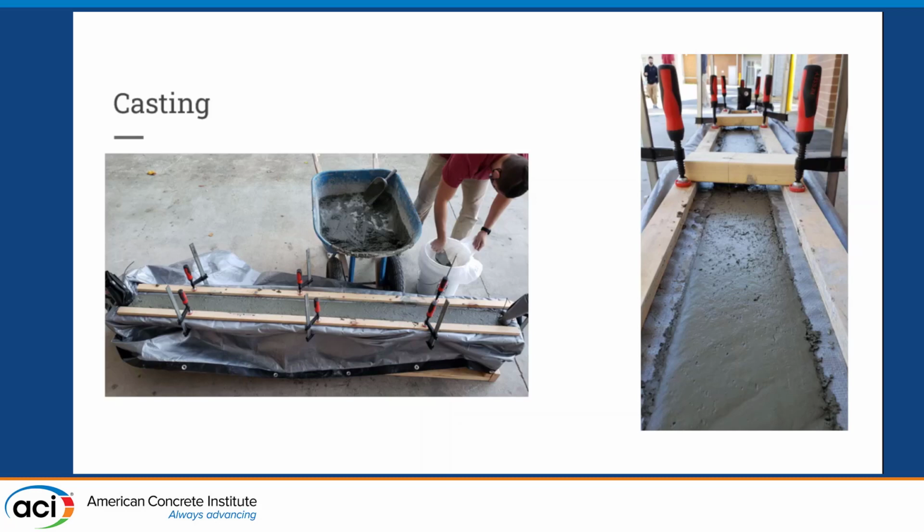So for our casting, we needed to use a self-consolidated concrete, which means we were trying to get a water cement ratio of about 0.3. We used a high performance water reducer, Sika 2100, and we did this because we needed the flowability to get the effects that we were looking for.